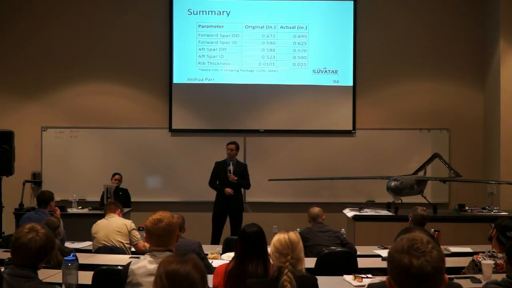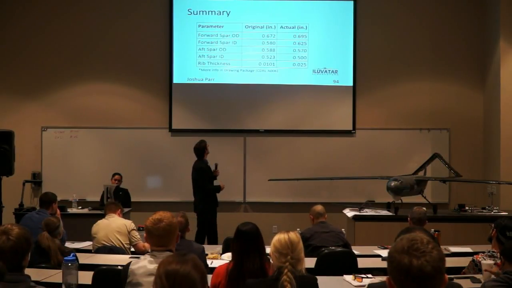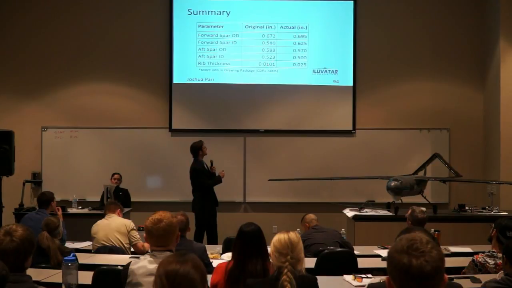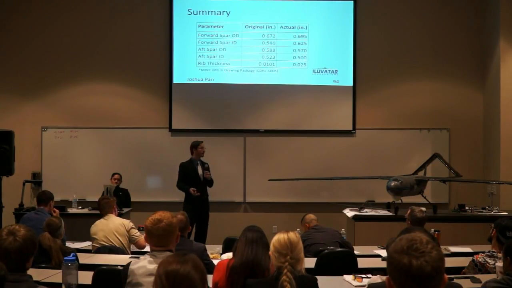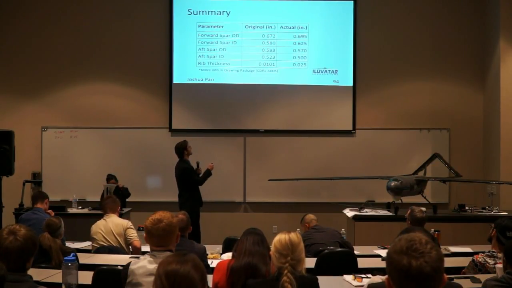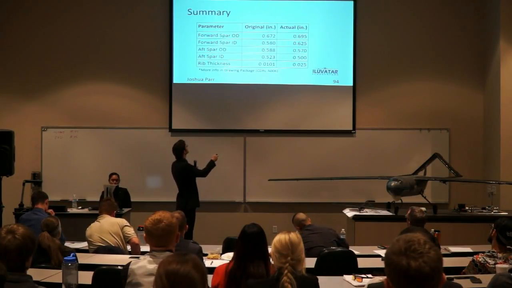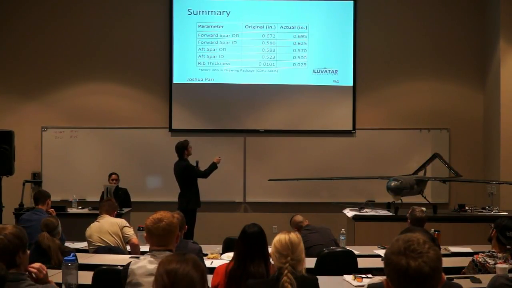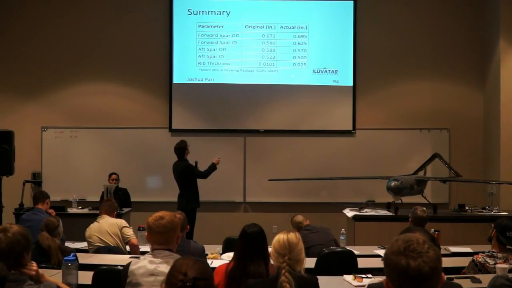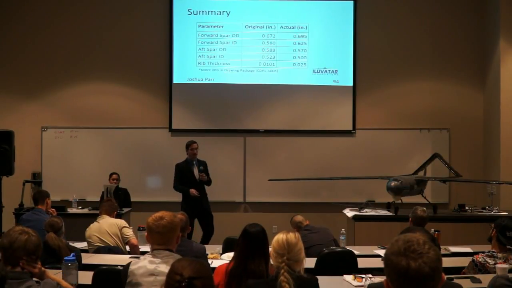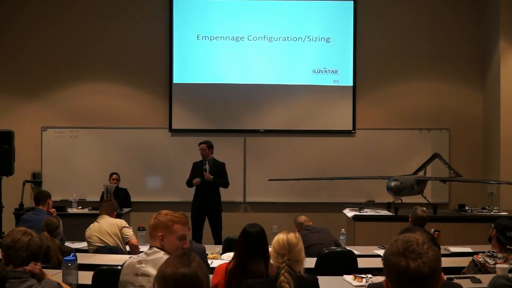Now, as you can see here, this is a summary of all of our parameters. It's important to note that these are the original dimensions, but when we went to our supplier, which was Clearwater Composites, we weren't able to get these exact dimensions, so the closest dimensions are shown here. This is what we actually use for the forward spar and the aft spar, and our rib thickness did bump up to 0.025 because that is 2 layers of carbon fiber.